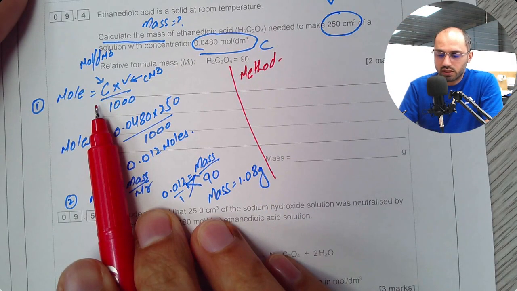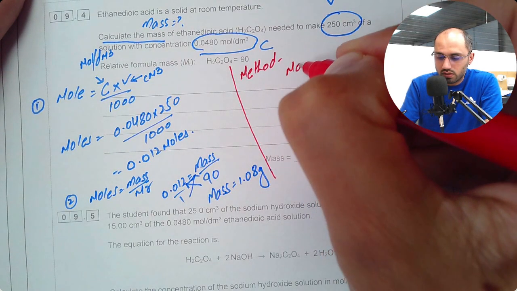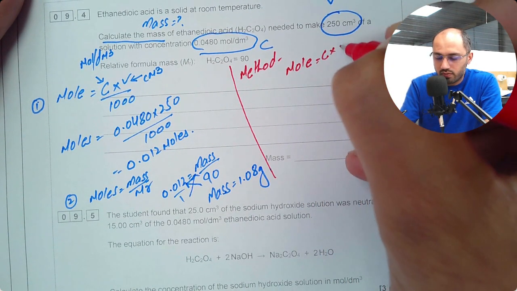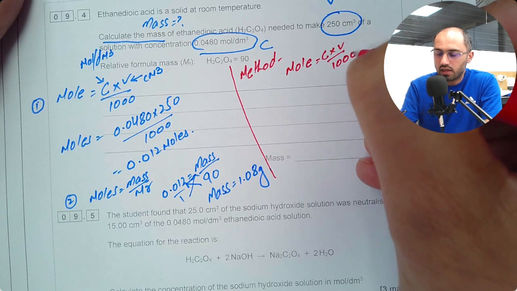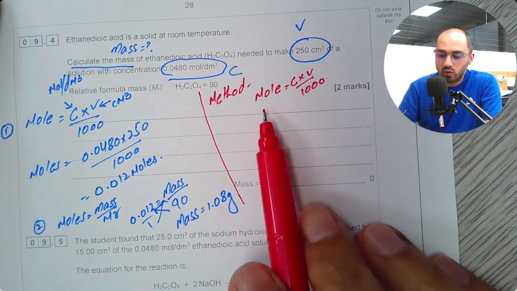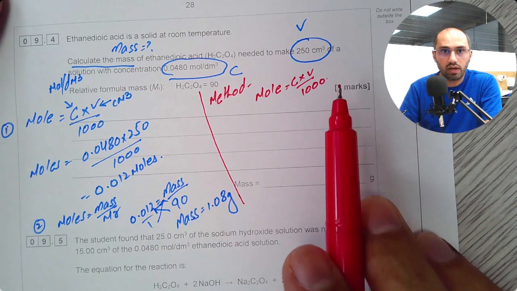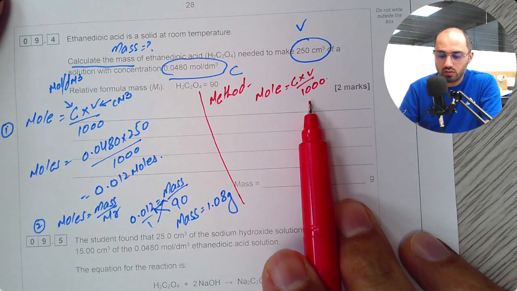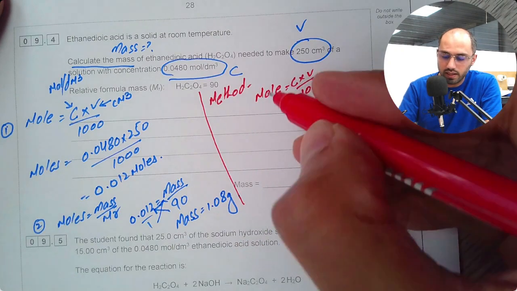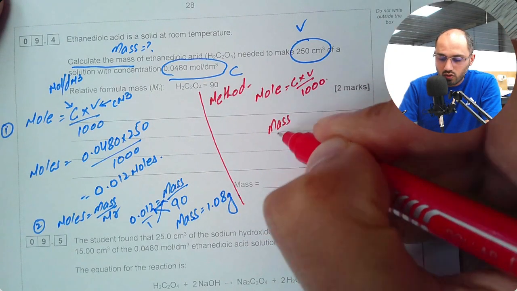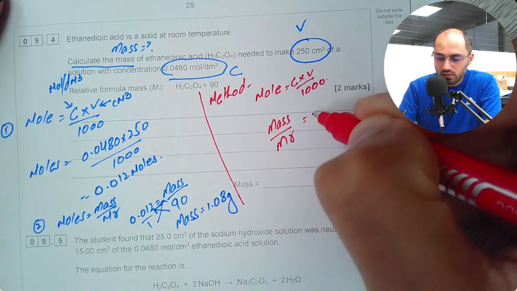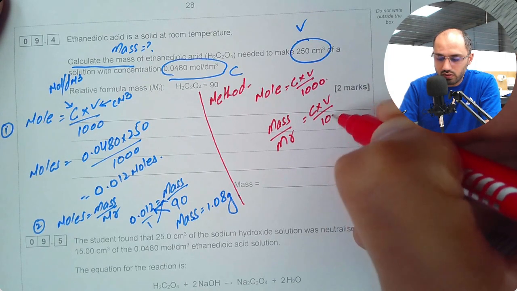Now there is another method of solving this question, so I'll discuss that quickly as well. We know this expression that moles equals C times V over 1,000. Now I do know at the same time mole also has this expression, which is mass over Mr. So before I plug in values in this expression, what I can do is replace the left side by mass over Mr equals C times V over 1,000.